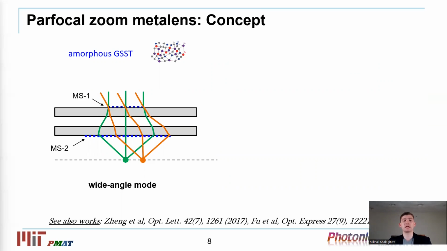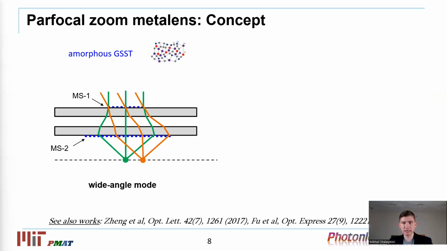So these two metasurfaces can be fabricated either on the opposite sides of a single substrate or on separate substrates. Each metasurface encodes two different phase maps corresponding to two zoom states. In the wide angle mode, which is related to GSST being in the amorphous state, the central part of the top metasurface serves as the negative lens, which expands the incident beam to a larger width on the bottom metasurface. And then the bottom metasurface acts as the positive lens to form the image.